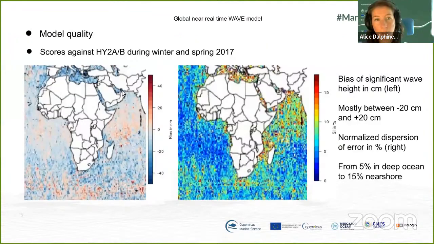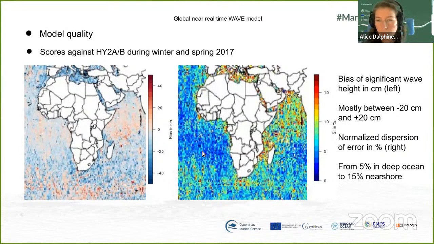So we have done a general study of the model quality. We have used external observations here from the altimeters Sentinel-3 A and B. They are not used in the simulation, so we can use them to validate the model. We have a mean bias mostly between minus 20 and plus 20 centimeters. And the dispersion of error is quite good in deep ocean. We have only 5% of dispersion of error in deep ocean.